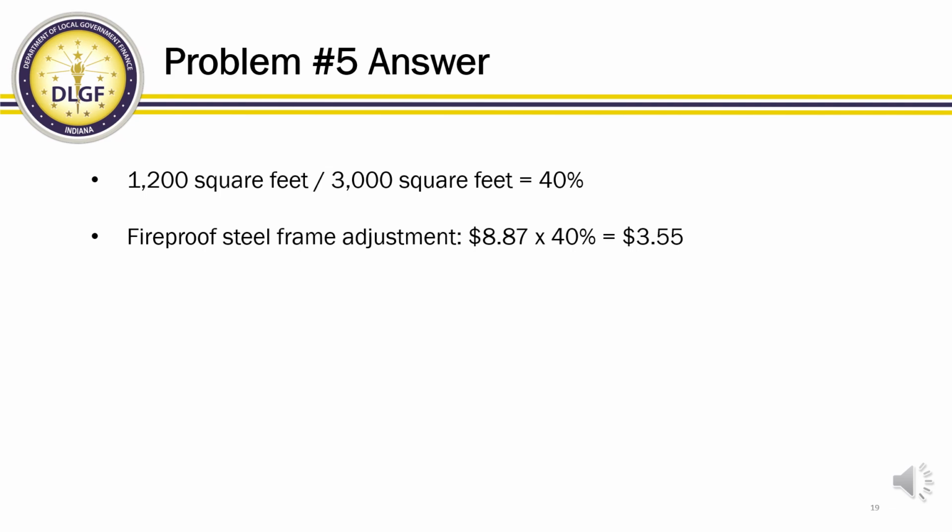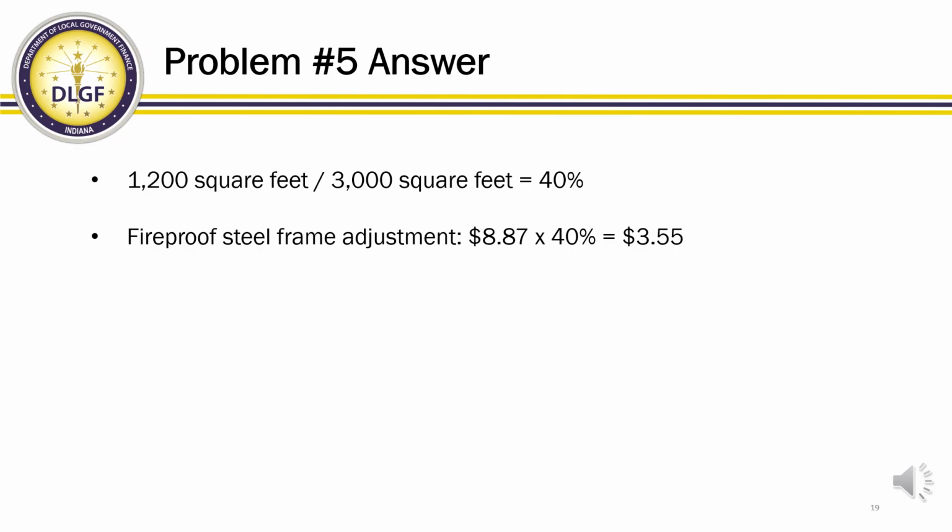You're going to notice that there is a total of $8.87. So if the entire bank was made of fireproof steel, we would make an adjustment of $8.87. However, since only a portion of the bank is made of fireproof steel and the rest of it is going to be fire resistant, we need to determine how much of that we need to make an adjustment for.